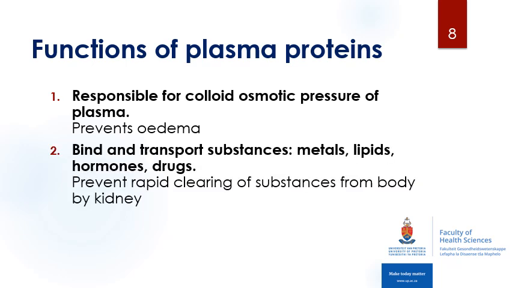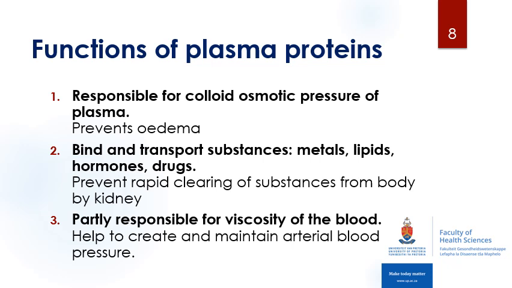They also bind and transport substances such as metals, lipids, hormones, and drugs. And this prevents these substances from being cleared by your kidneys. Your kidneys don't filter out proteins, so as long as the substance is bound to a protein, then it won't be cleared by your kidneys. And then your plasma proteins are also partly responsible for the viscosity of the blood, so the thickness of your blood. And this is very important for creating and maintaining your arterial blood pressure.